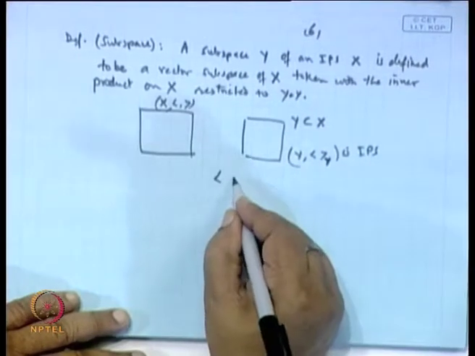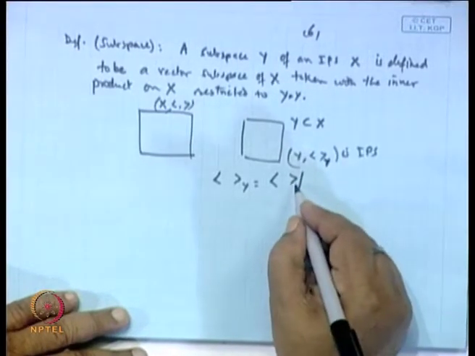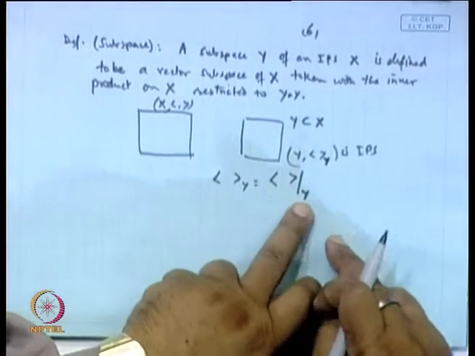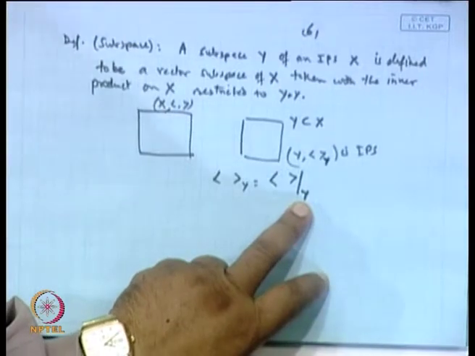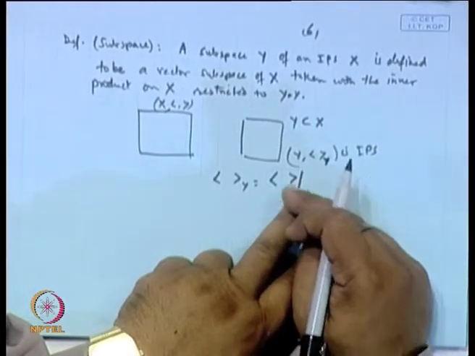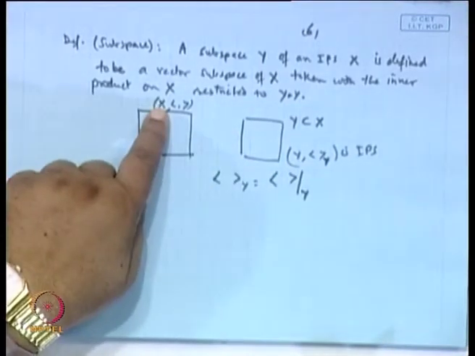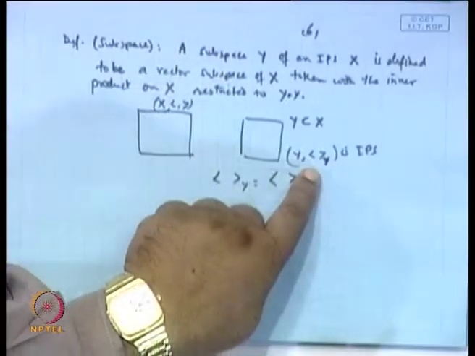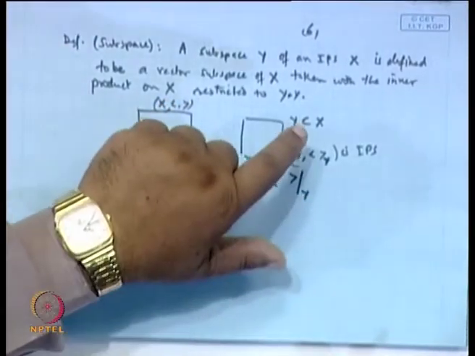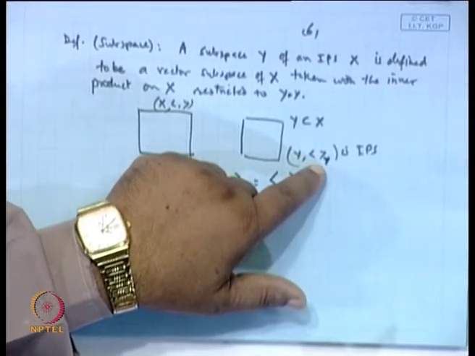Well, what is this? This is the restriction of the inner product on X to Y. This is the inner product on X. We are restricting on Y. So, only choosing the points of Y and the same inner product I am using. So, the restriction of this gives you the corresponding inner product on Y. So, if Y is a vector subspace and it also forms an inner product space under the restriction on Y of the inner product of X, then we say Y with this new restricted inner product is a subspace of the inner product space.